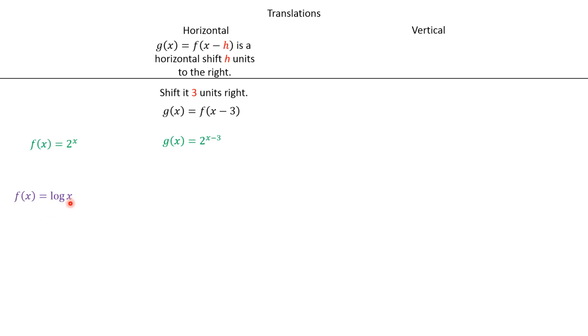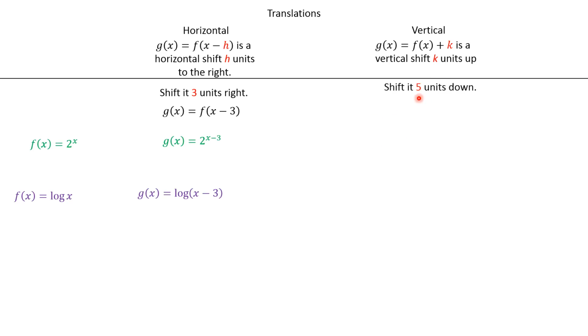For the log, we take the x, we change it to x minus 3. Everything horizontal is going to happen inside the log. Everything vertical is going to happen outside the log. So, vertical, we're going to add k, and we're going to do it to the function itself. It happens outside, and that'll move it k units up.